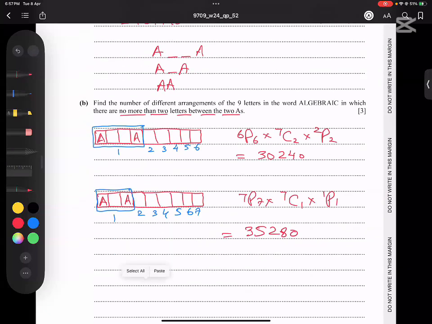Okay, so there is a third option we have. And what is the third option? In the third option, if both A's are together, I will make a block.